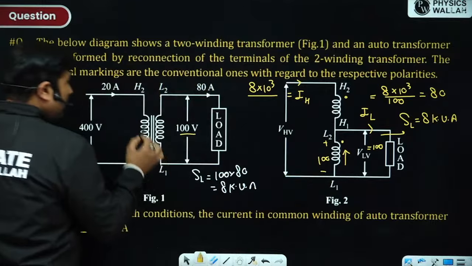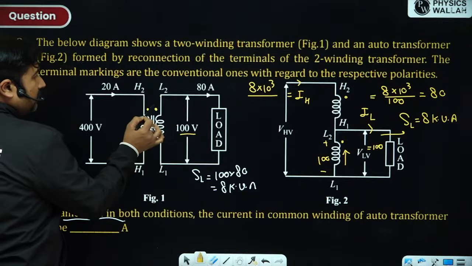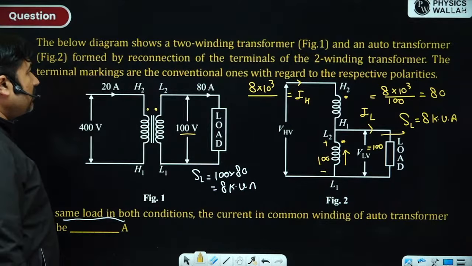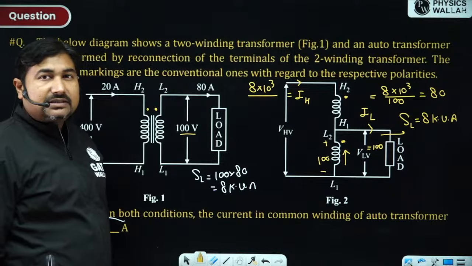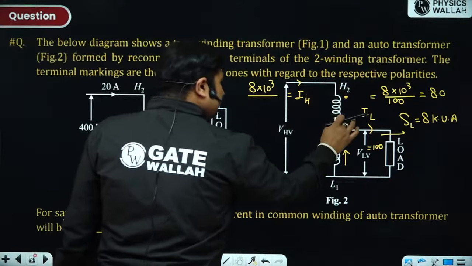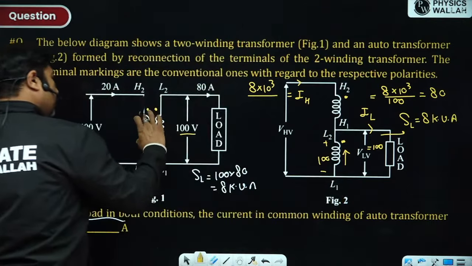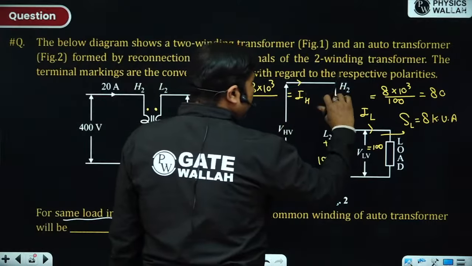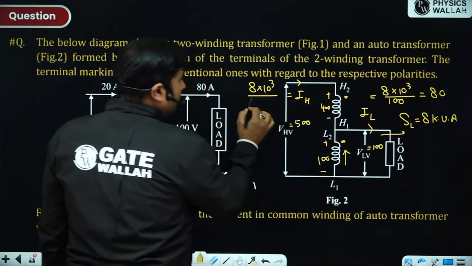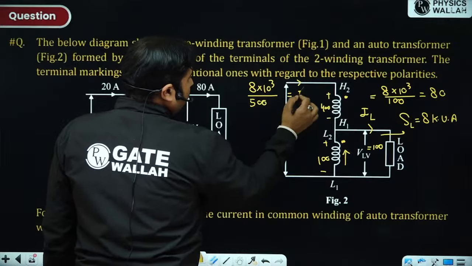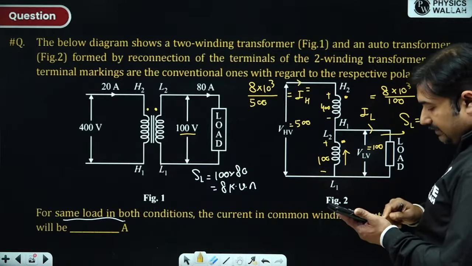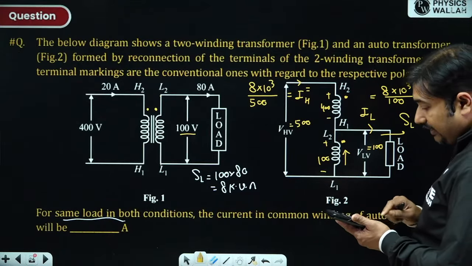As per the polarity given, H2 and L2, because two suffixes will have the same polarity and one suffixes will have the same polarity, already it is given in the question as well. It is marked conventionally, so the polarity has been marked conventionally. So plus minus voltage is going to be added. What is the voltage across H2 N1 in a two winding transformer? 400. So 400 plus 100, that is the HV side, it is 500, and now you can put 500 here. So what is the value of IH? Can you calculate IH and IL? 80 is okay. This is 8000 by 500, 16.